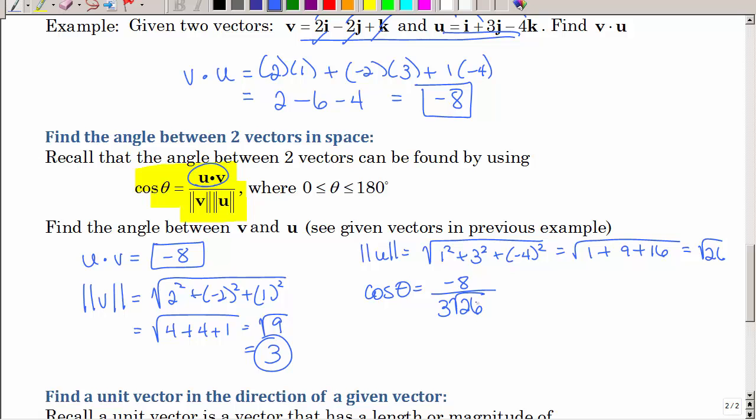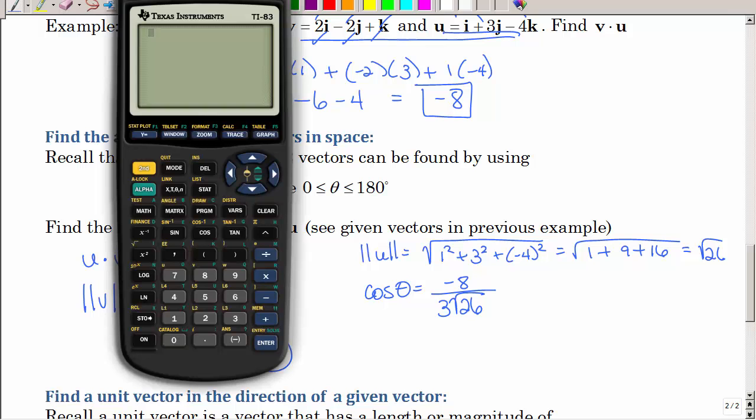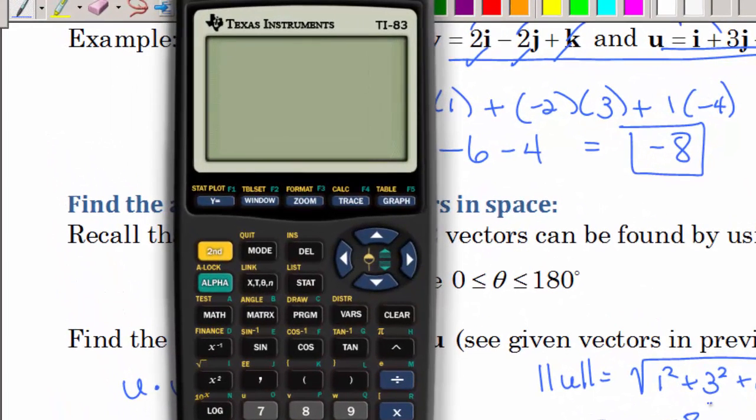Now, just like on the 2 space vector, you want to be very careful about punching that into your calculator. All right, so I've checked to make sure that my calculator is in degree mode. I'm just going to go ahead and do this arithmetic right here. So I have negative 8 divided by, this is where you need to be careful, parenthesis 3 times the square root of 26, and I've got to close the parentheses twice. Right? So the cosine of theta is approximately negative 0.5229. So theta would be the inverse cosine of that previous answer, so I'm just going to use that button.